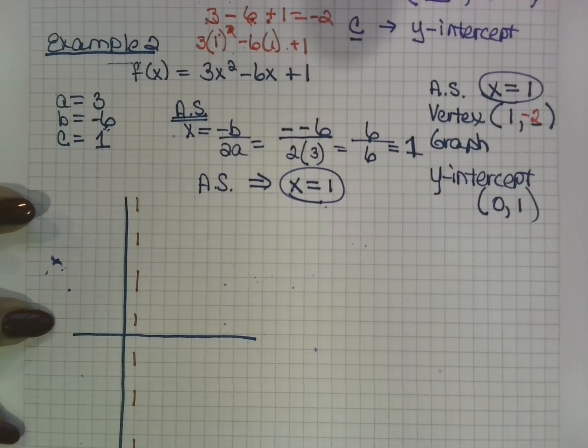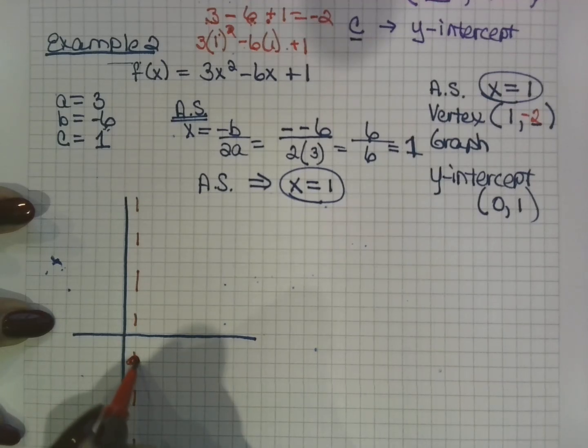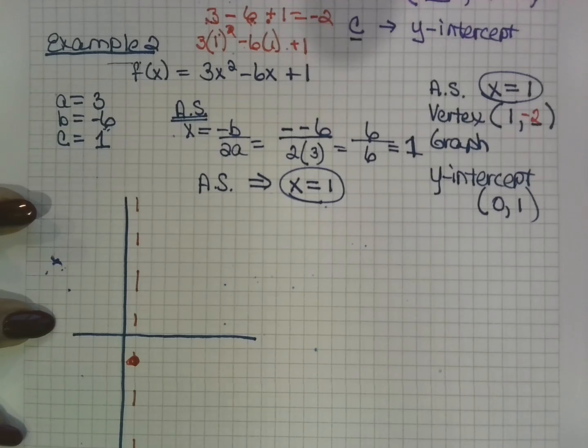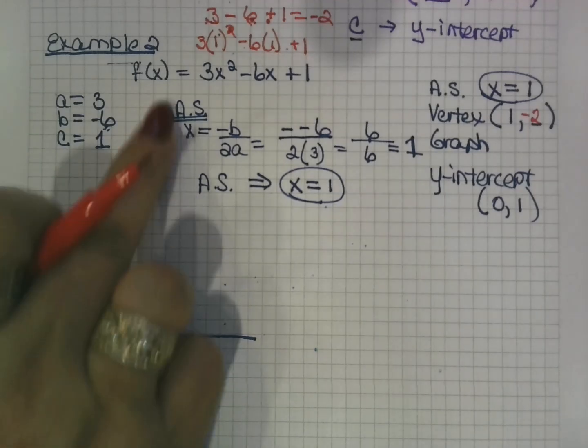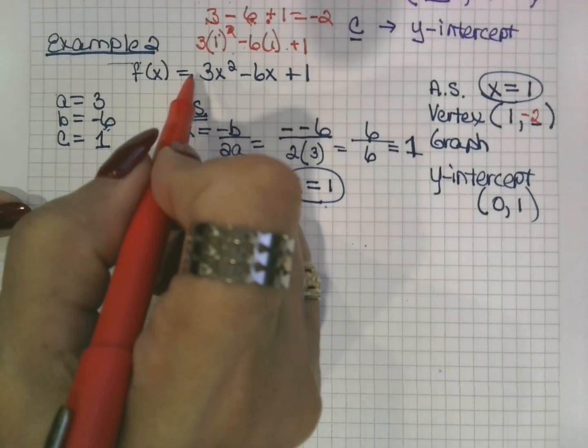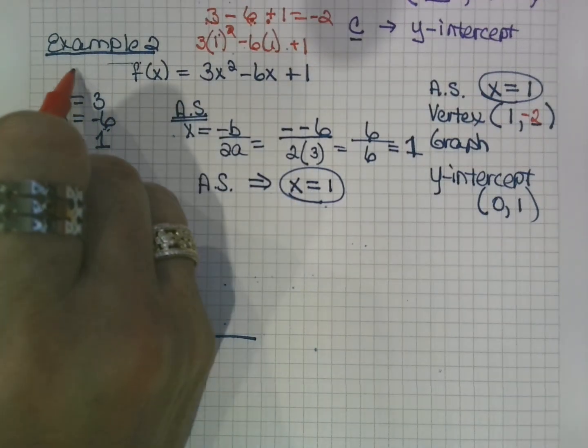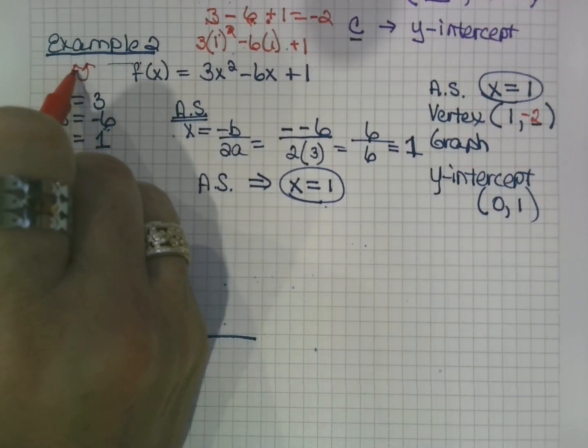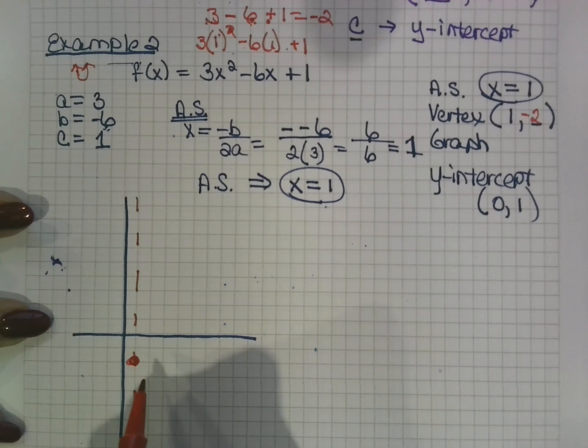We have the vertex at 1, negative 2. Remember, it must be on the axis of symmetry. We can see that this is going to be a positive function because there's no minus there. So this is going to open up like that, which is great. And we also have a y-intercept.